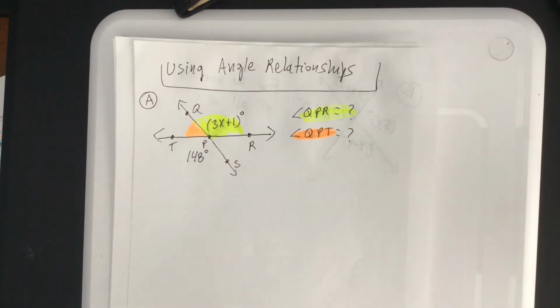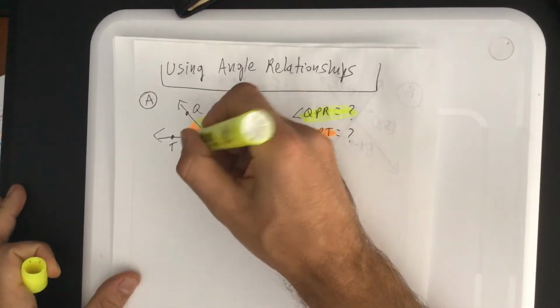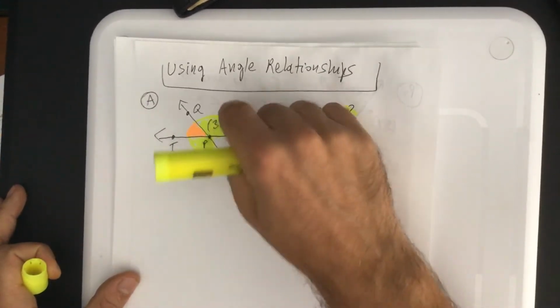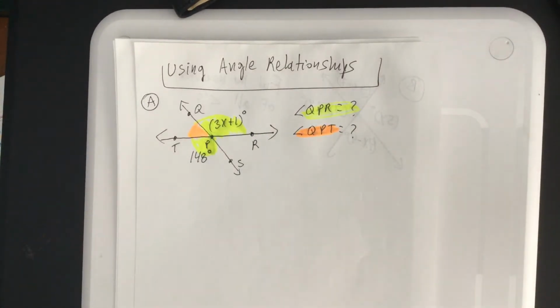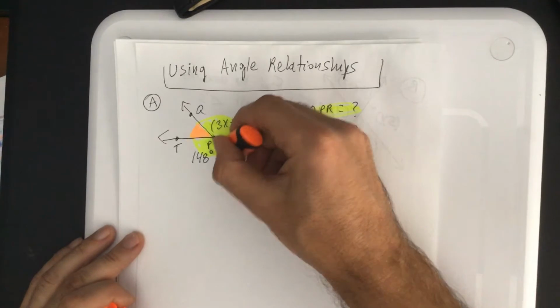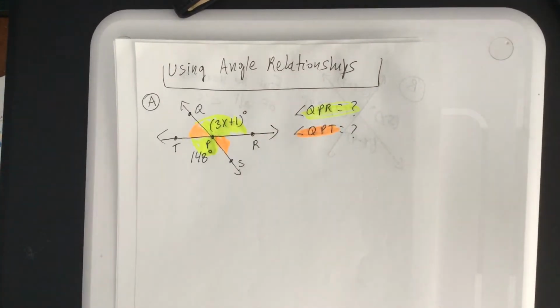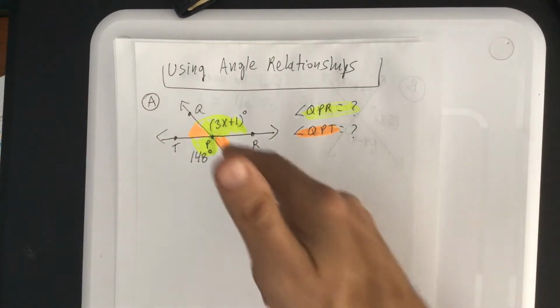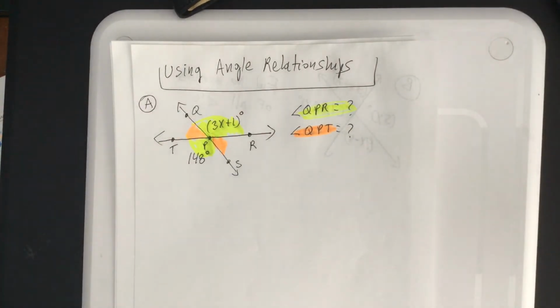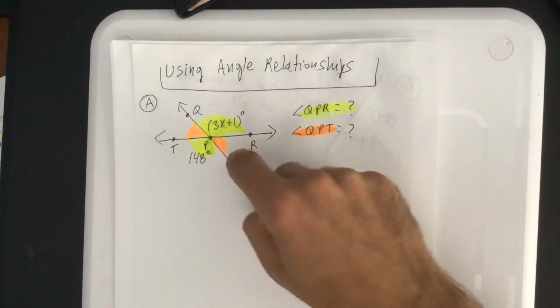Let's say we've got all that information and they want to find out what QPR and QPT are. Well, what we know is that this angle and this angle, TPS, are vertical angles, and vertical angles are congruent, they are equal to each other. And also this angle here, QPT, is equal to this angle over here, RPS, okay? Vertical angles are angles that, when you cross two lines, are the opposite angles, this one and that one, and this one and that one. And they are equal, congruent to each other.